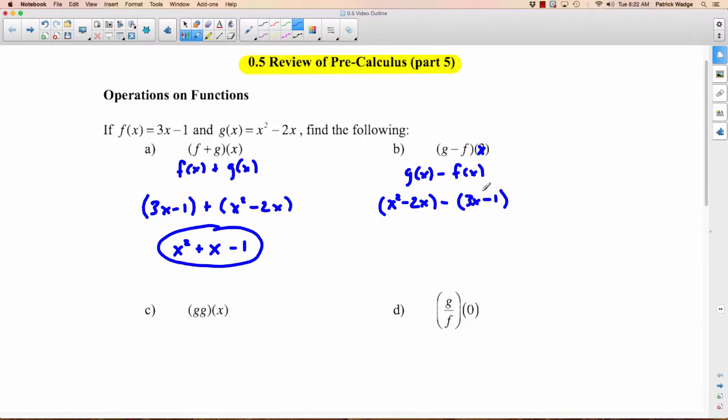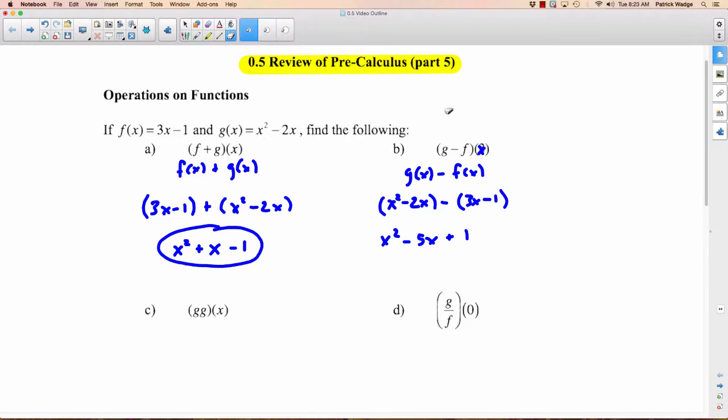And then again, we combine like terms. We have x squared, oh, no other x squared, so we're done that. You have negative 2x, take away 3x, which is negative 5x. And then you have this negative 1. But remember, it's take away negative 1, which is plus 1. So that's great, and that's what the answer would be if it was g minus f of x.